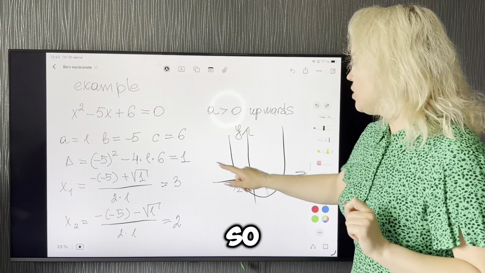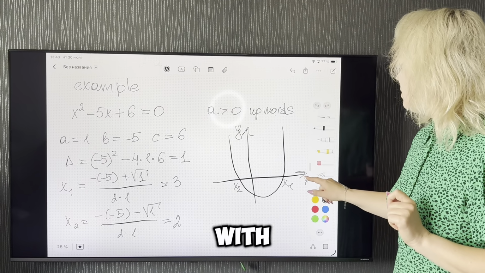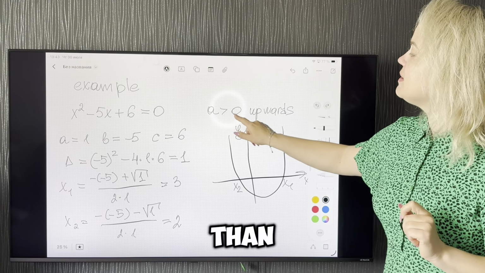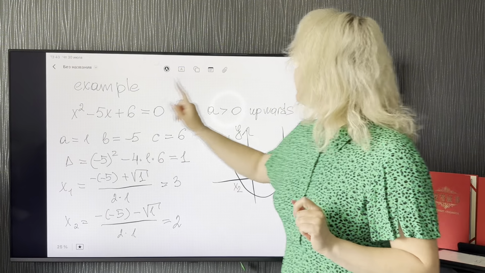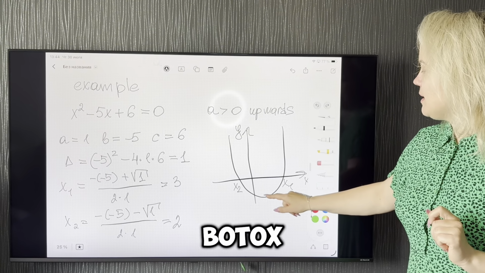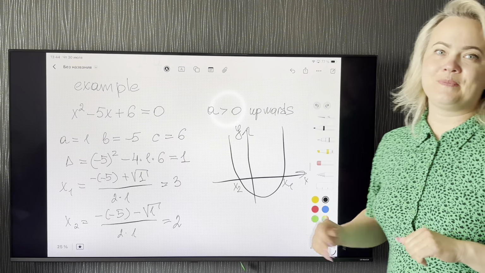So our discriminant is more than 0, and we obtain two real roots. And what about it on the coordinate plane? Two real roots will give us two intersections with the x-axis. Coefficient a is more than 0, equal to 1, so we have an upward situation. Our vertex is lower than the x-axis.